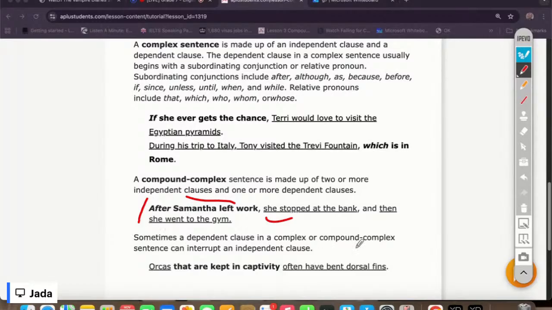Sometimes the dependent clause in a complex or compound complex sentence can interrupt an independent clause. So sometimes it can interrupt it. Just like: dolphins that are kept in captivity often have bent dorsal fins. Okay.